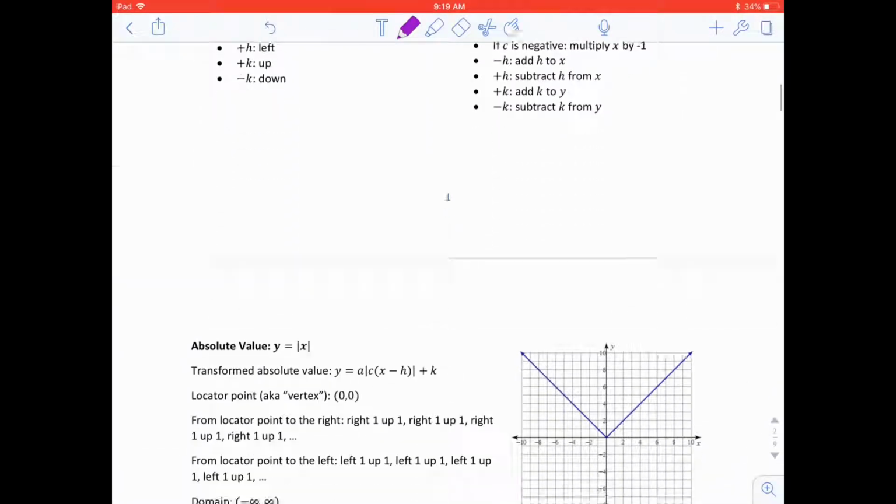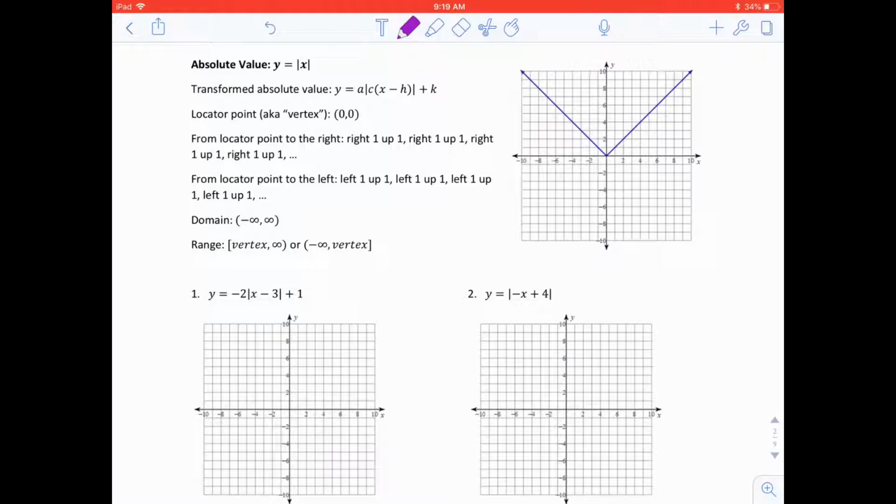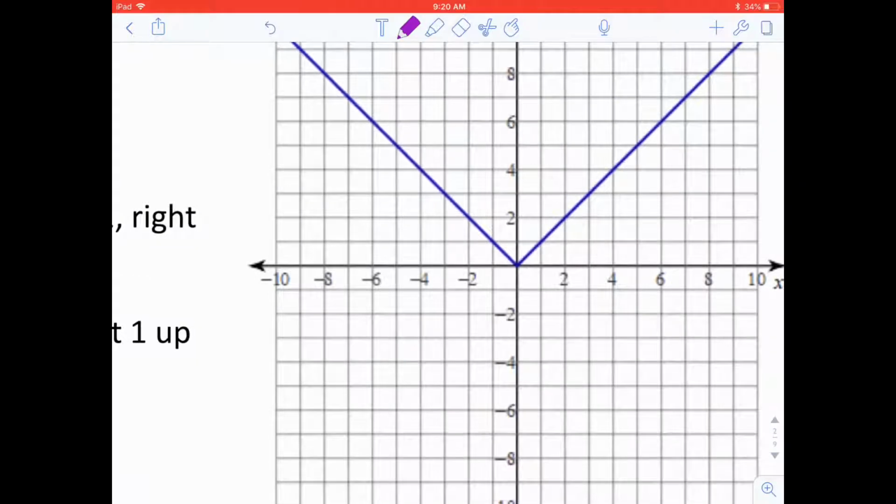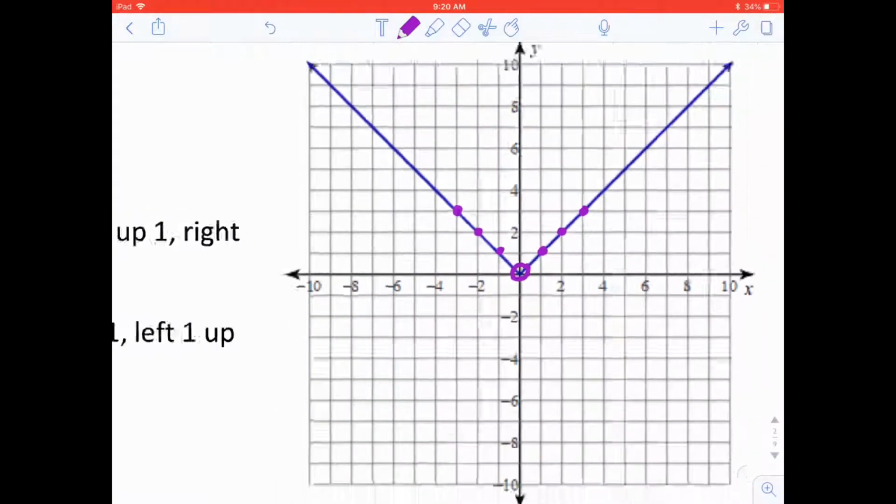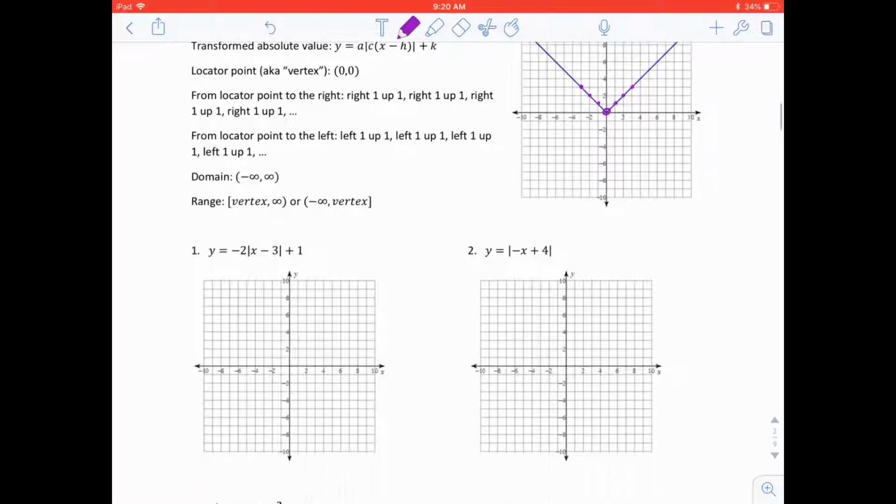Hopefully that is review. So the first parent function we're going to look at is the absolute value parent function. You can see how it looks with all those transformations inside the equation right there. With the absolute value function, we always start at the vertex 0, 0, and then from the vertex you go to the right one, up one, to the right one, up one, to the right one, up one. From the vertex to the left, we go left one, up one, left one, up one, left one, up one.